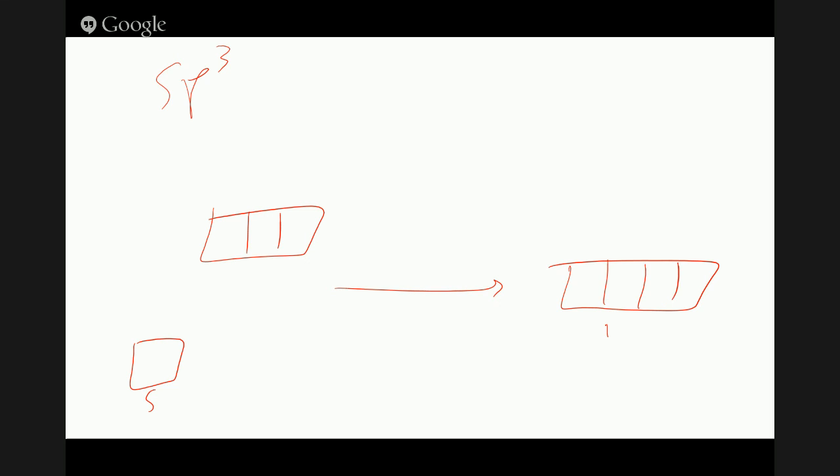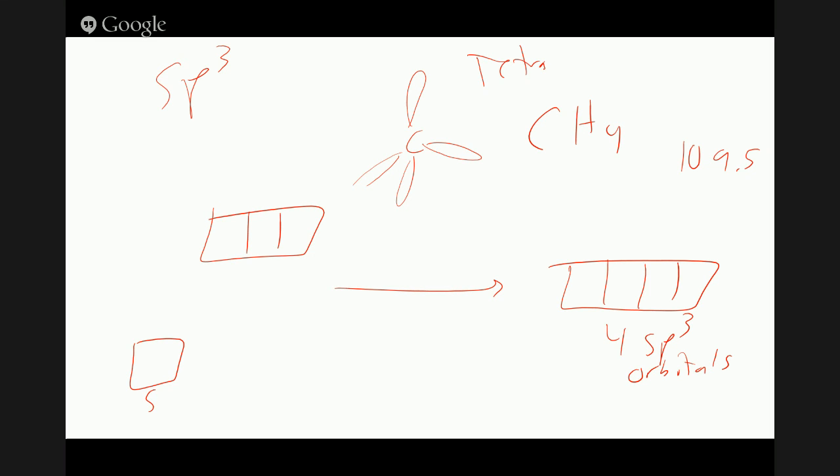Now, if I have sp3, I'm going to take an s orbital and 3 p orbitals. I'm going to make 4 sp3 orbitals. And this might be something like CH4, methane. Bond angles are 109.5. And I'm not a very good artist, but this is a tetrahedral arrangement. And all 4 orbitals are equal energy.